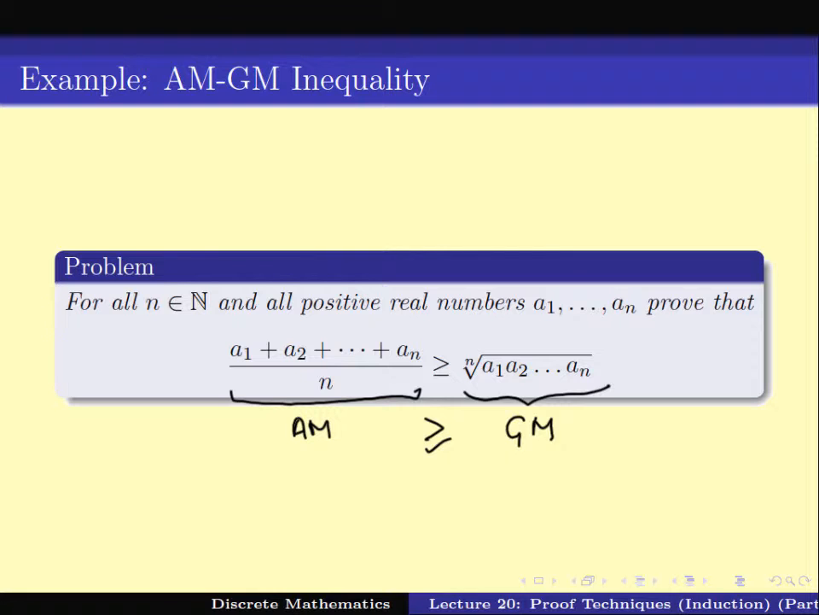Now, one way of trying to solve any of these problems is by induction. But again, which version of induction to choose, what parameter to choose from? As you can see here, there are many parameters. For example, there is this n, there are these ai's, and so on. Which parameter to use?